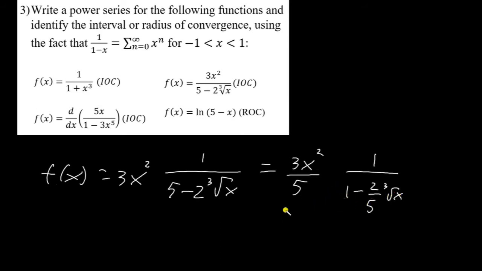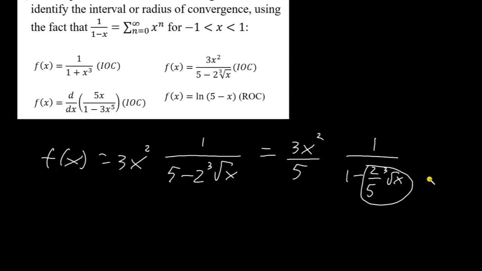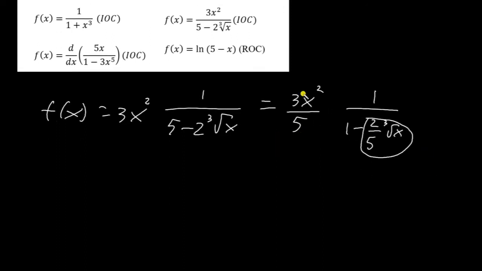So similarly, just like how last time we replaced the x with the negative x cubed, now we're replacing the x with the 2/5 cube root of x. Okay, and we're also going to multiply the whole thing by 3x squared over 5. So instead of, before we had the sum from n equals 0 to infinity of x to the n, now I'm going to replace my x with the 2/5 cube root of x, and I'm going to multiply the entire thing by 3x squared over 5.